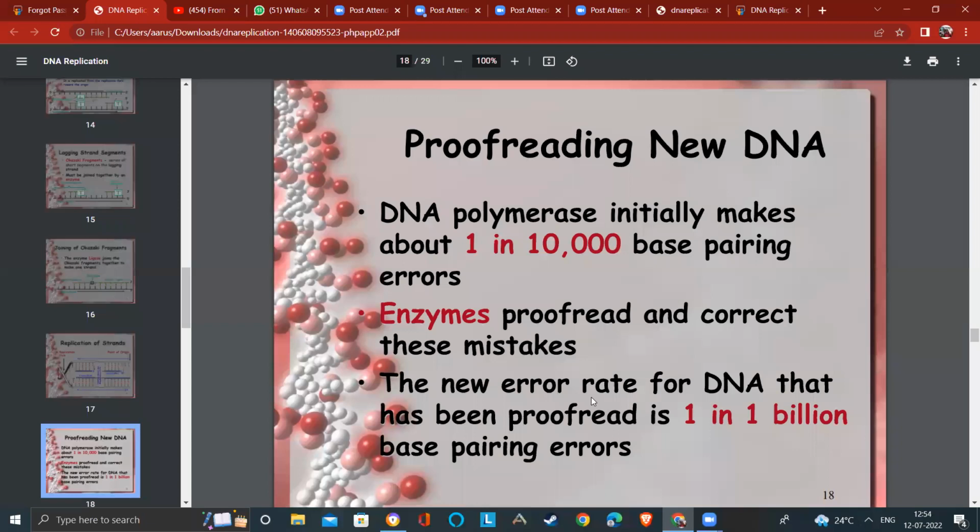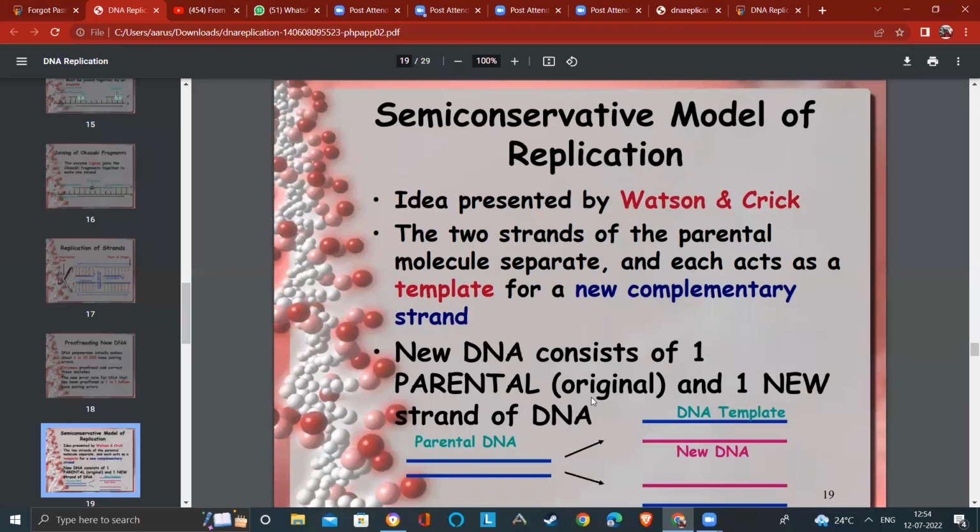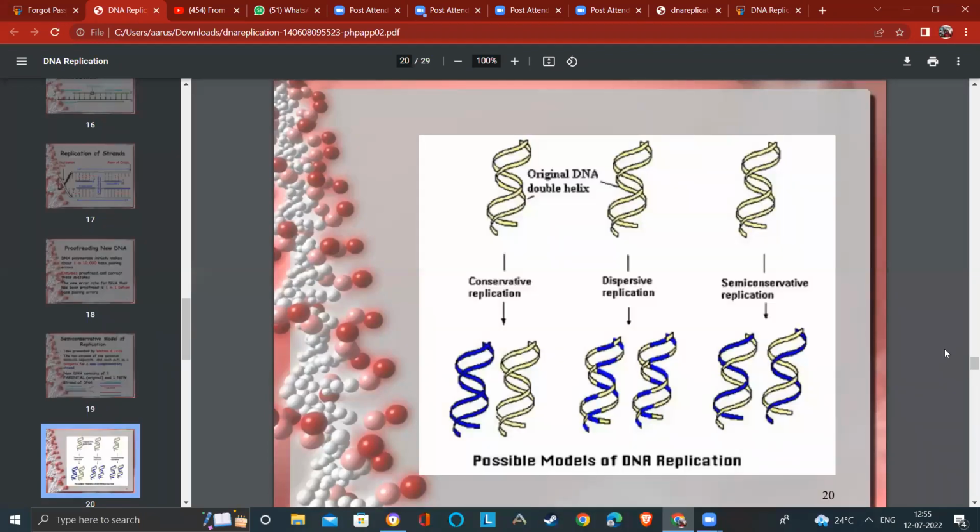So the semi-conservative model of replication is an ideal one, an idea presented by Watson and Crick. The two strands of the parental molecule separate, and each acts as a template for a new complementary strand, and you can see that the new DNA conserves one parental strand, which is the semi-conservative model. And you can see in the semi-conservative model, the parental strand is conserved, and the dispersive is in between. In conservative, there is a new strand formed.